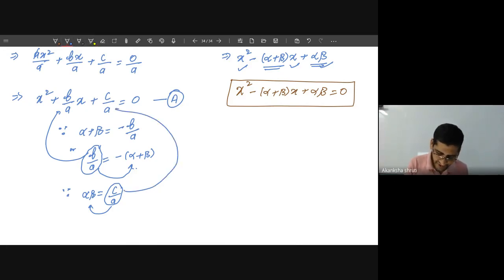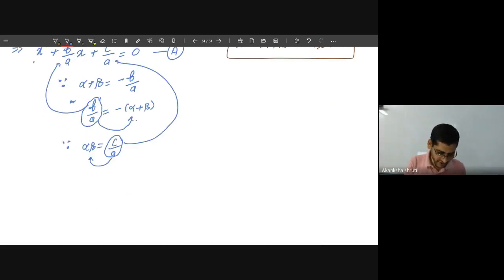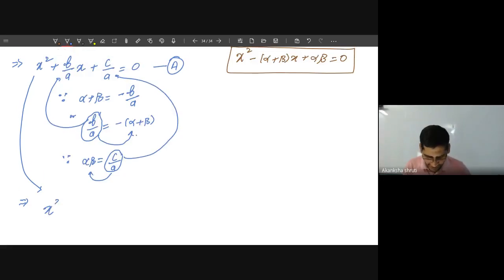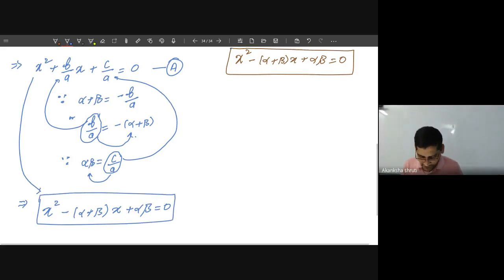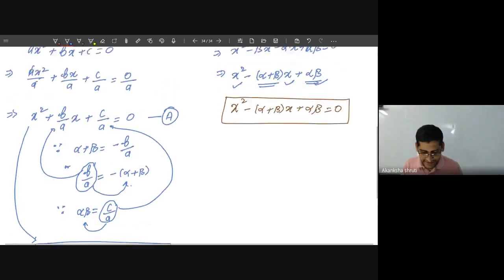Substituting here for this one. So how does the equation become? The equation becomes x square, in place of plus b by a, I will have to substitute minus of alpha plus beta x, then plus of c by a, alpha beta is equals to 0. Is there any difference? No difference. So you have to understand, whatever procedure you are following, you will get the same result.